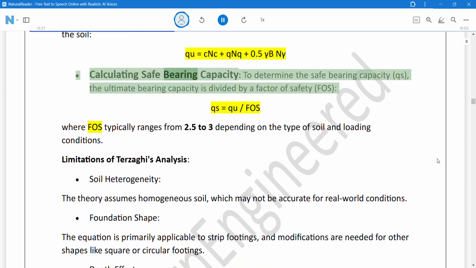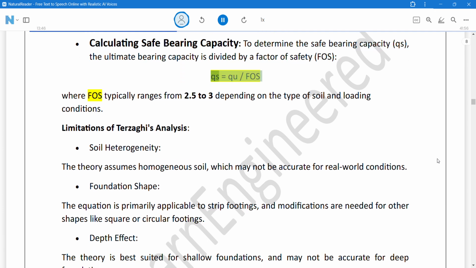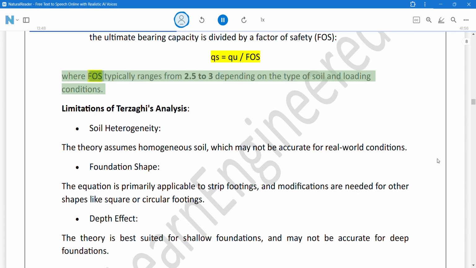Calculating safe bearing capacity. To determine the safe bearing capacity, the ultimate bearing capacity is divided by a factor of safety. Qs equals Q/FOS, where FOS typically ranges from 2.5 to 3 depending on the type of soil and loading conditions.